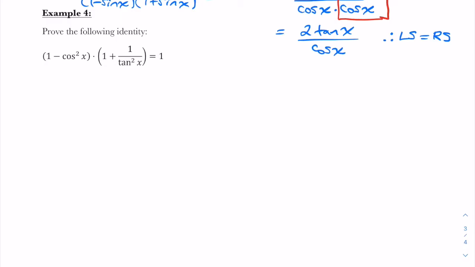Okay, this one is a medium-ish identity. So we have to show that (1 minus cos squared x) multiplied by (1 plus 1 over tan squared x) is equal to 1. Don't start with the right side. If you do, there's really nothing to do with it. Please start with the left side. Remember, we always start with the more complicated side.